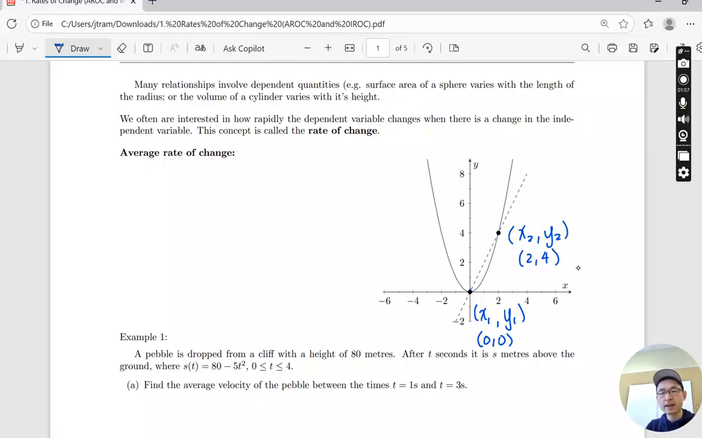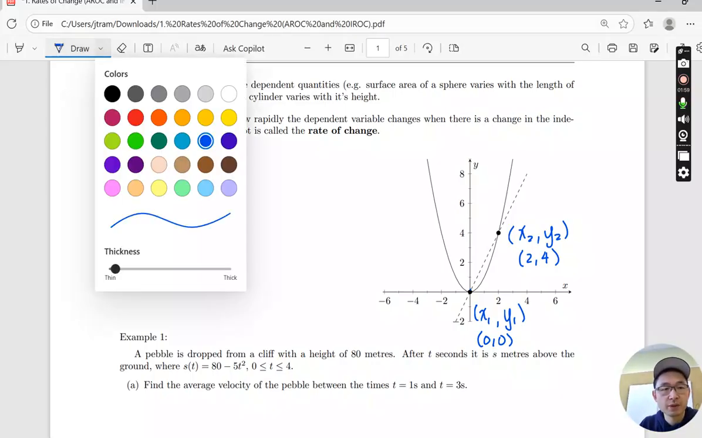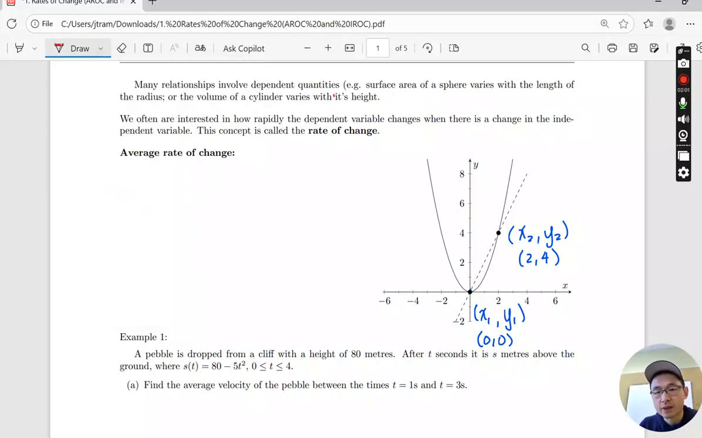Okay. Now, to use proper function notation, we can also say that this point right here would be x2 and f of x2, which essentially means the same thing as y2. Okay, this is a function of x. Same can be said with this point down here, x1 and f of x1. Okay, so using proper function notation, we're going to look at what the average rate of change is.